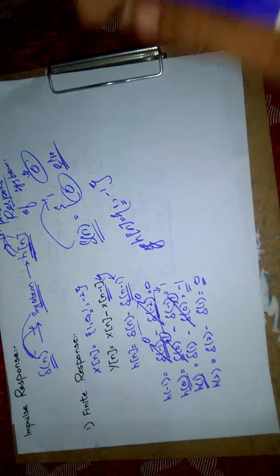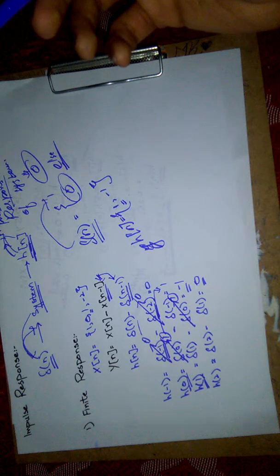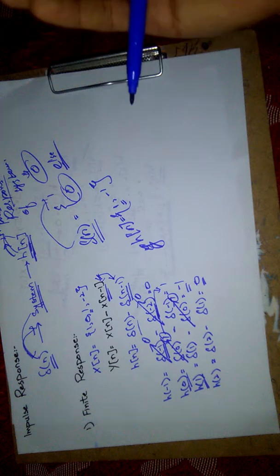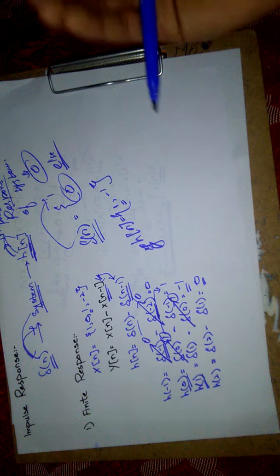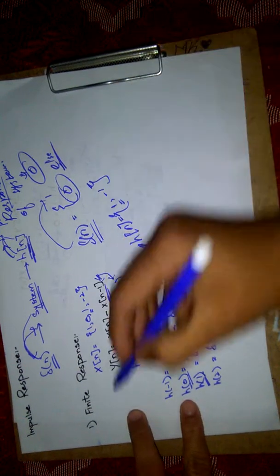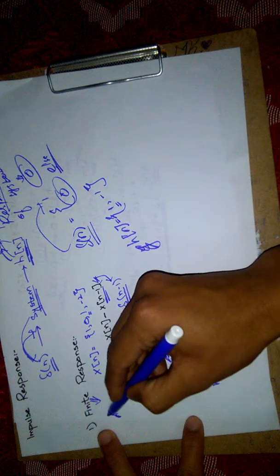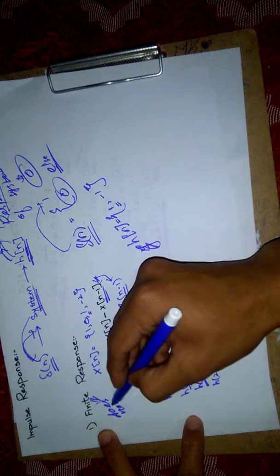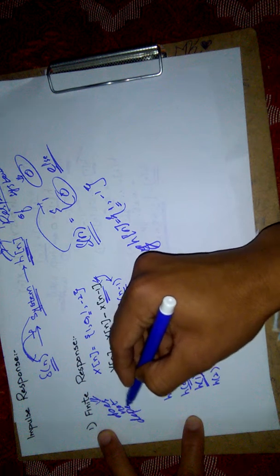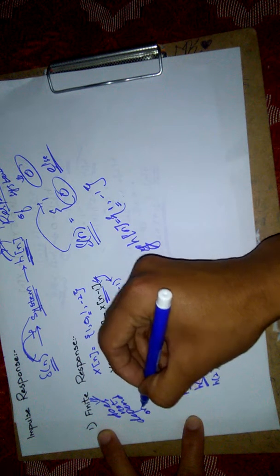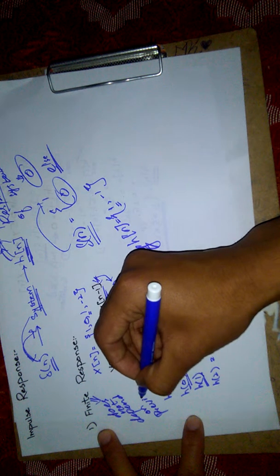In impulse response there are two kinds of response. The first one is finite response and the second one is infinite response. The finite response of the system doesn't depend on the previous value.